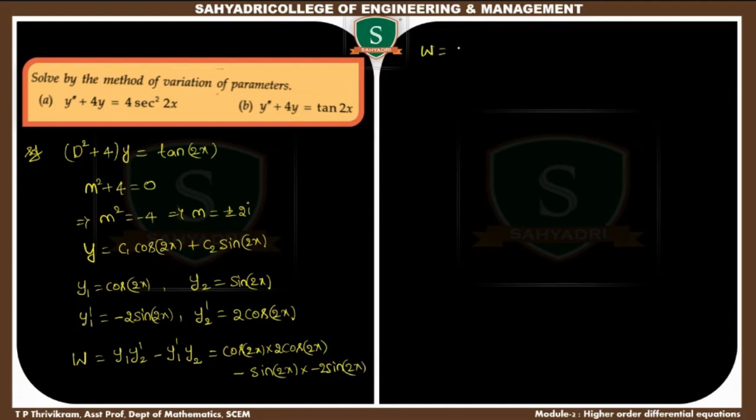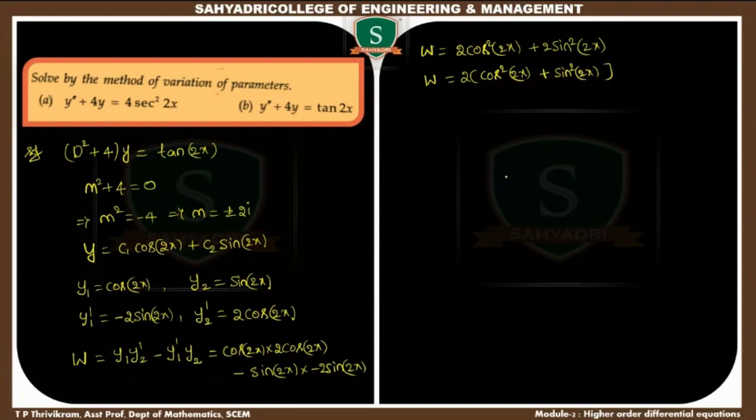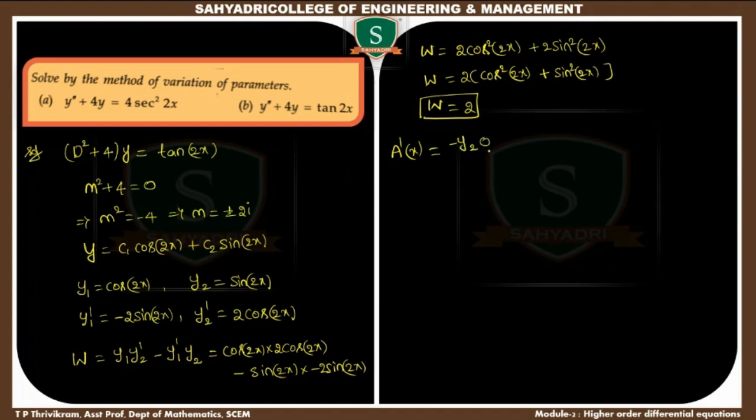So Wronskian is equal to 2 cos square 2x plus 2 sin square 2x. So Wronskian will be 2 into cos square 2x plus sin square 2x. The angle is the same, so you can make it as 1. So Wronskian will be 2. Okay, so after finding the Wronskian, find out a dash of x is equal to minus y2 phi of x divided by Wronskian. Similarly, b dash of x is equal to y1 phi of x divided by Wronskian.